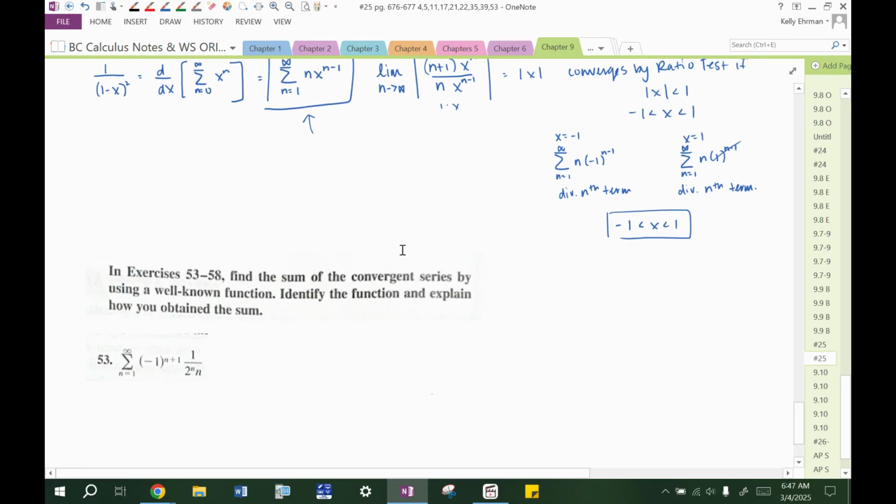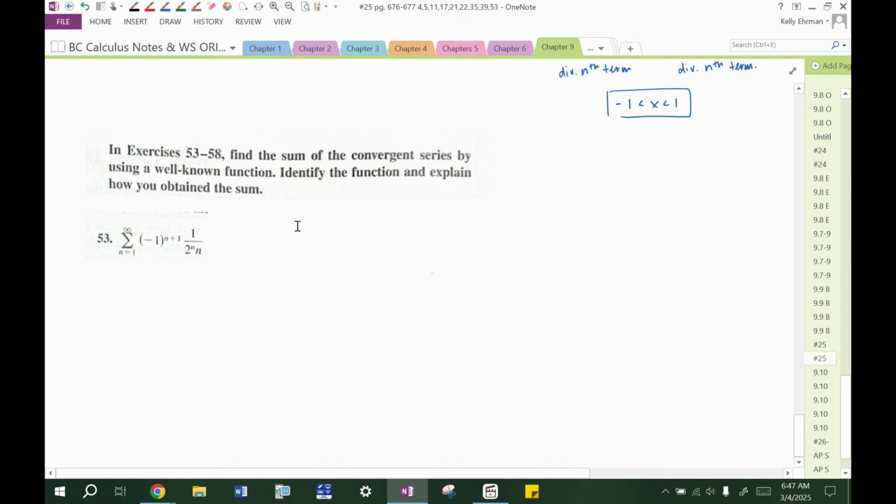Now, I did say to skip 53. I'll just do it because I have it here and I posted it on my answer key. So the reason I wanted you to skip it is because I think it says find the sum of the convergent series by using a well-known function. Well, I would have you do this if I at least gave you what the well-known function is. So here's what we're going to do.